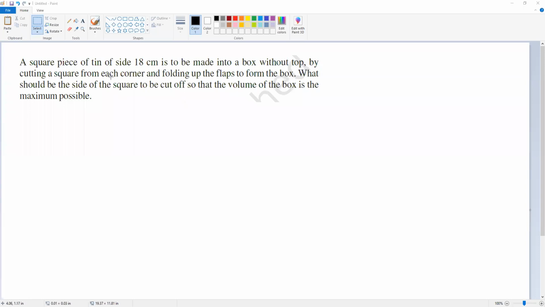Okay, this is the type of question for exams, for 6 marks. A square piece of tin of side 18 centimeter. So a square piece is there, its side is 18 centimeter, and is made into a box without top by cutting square from each corner.